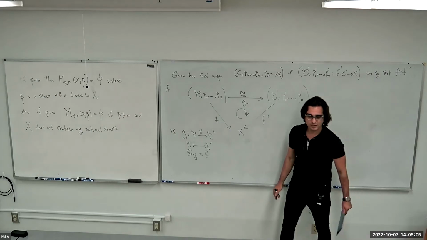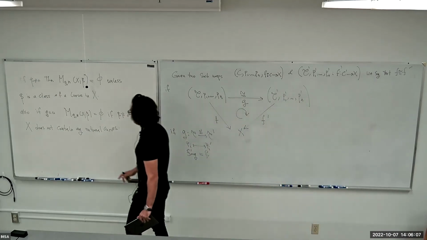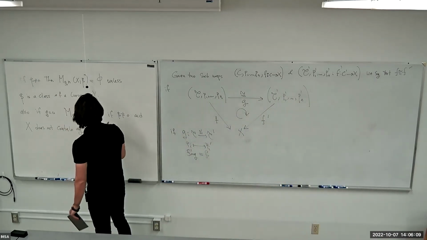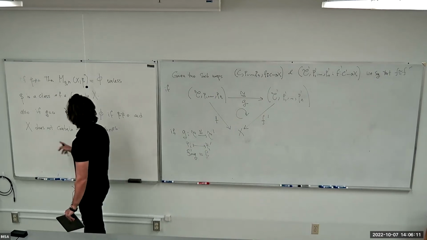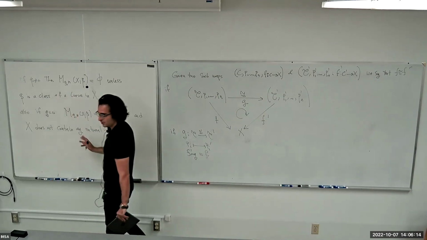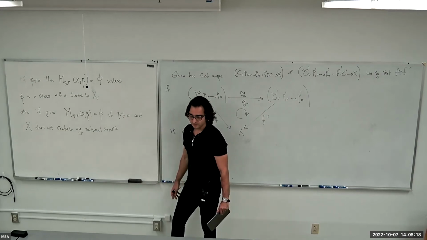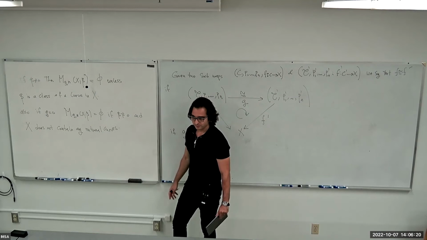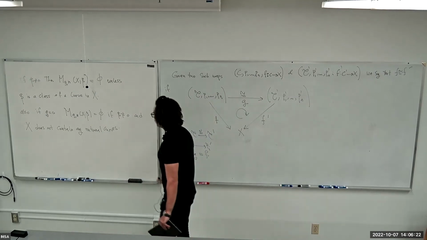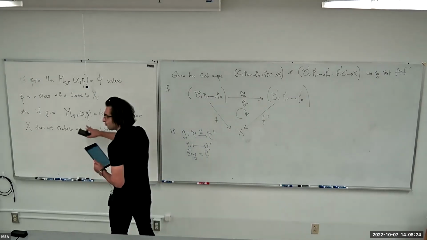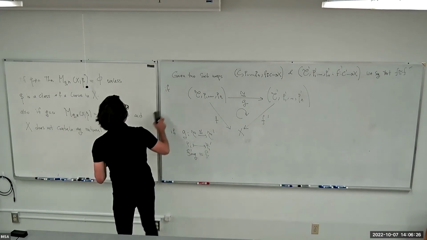Genus 0 curves are rational curves, and if the genus is 0, beta is not equal to 0, and X does not contain any rational curves, examples of which do exist, then this moduli space clearly will be empty, because those are rational curves. Okay, the smooth genus 0 curves.